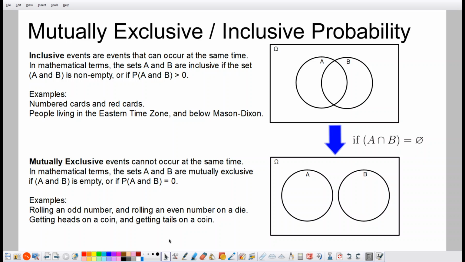Okay. However, there's people up in New York that are in the Eastern time zone, but they do not live below the Mason-Dixon line. Okay, so they're not the same sets, but there is an intersection. Okay, and specifically that intersection is non-empty. Okay, now mutually exclusive is when things cannot occur at the same time.